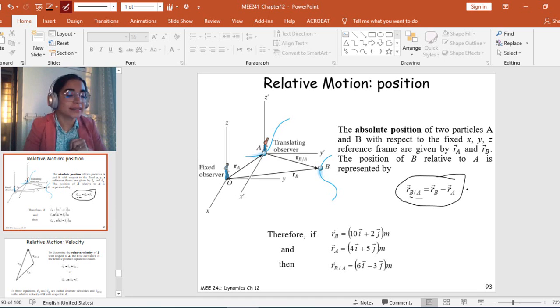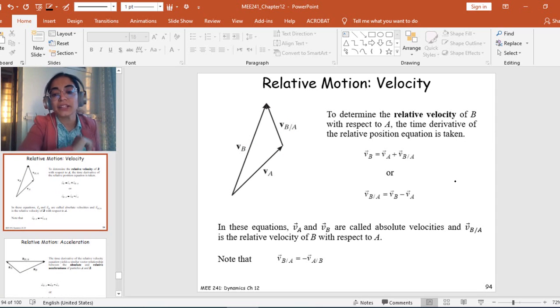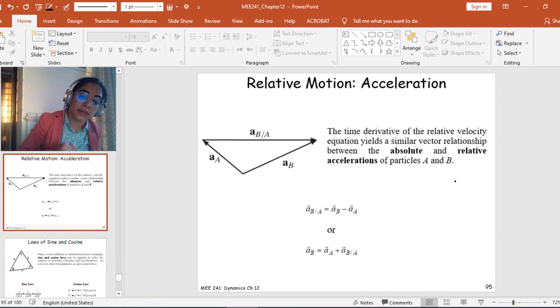From this equation right here, I can find vB/A and aB/A by only doing the derivative. So what should I do? I should first derive rB in i, j, and rA in i, j, or in rectangular components if this is a 3D i, j, k. And then I'm going to find rB/A, and then I can do now the derivative. So vB/A will be also vB minus vA, and aB/A will be aB minus aA.